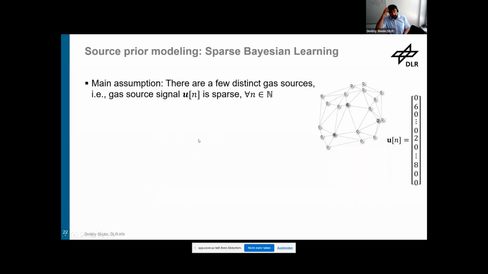For the sources, this is where the sparse Bayesian learning comes into play. So how to model sources? When we started with the discretization in space, we have a vector U, which describes where our sources are. And this is the discretization that we have chosen before. And of course, it depends on time. So we will have a vector of sources that might change in time.